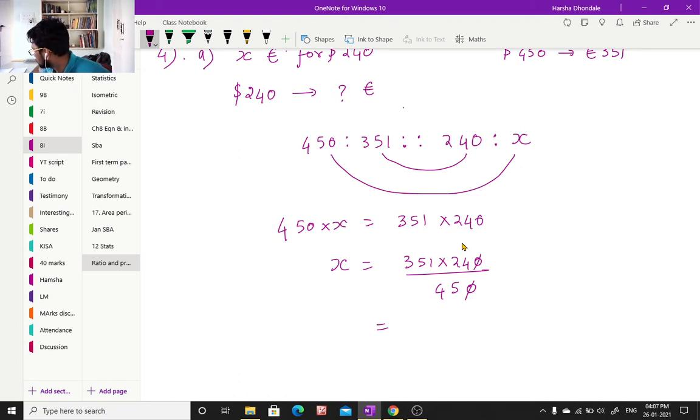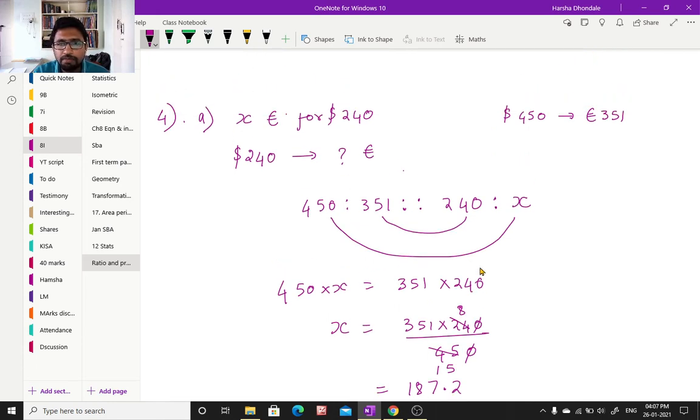So my solution will be, can I solve this without a calculator? Maybe yes. 3 8s are 24, and then 3 1s are 3, 3 5s are 15. So 351 into 8 divided by 15. 351 into 8 divided by 15 gives me 187.2.